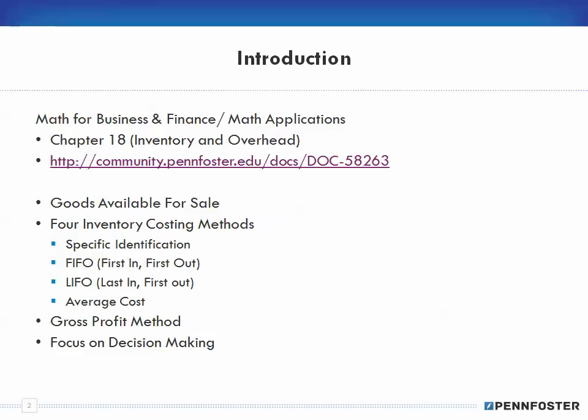Okay, now with the FIFO and LIFO, the other thing here, like I said in the first video, is that this stuff for Chapter 5 is pretty much a repeat of information that was in Math for Business and Finance, if you had it.